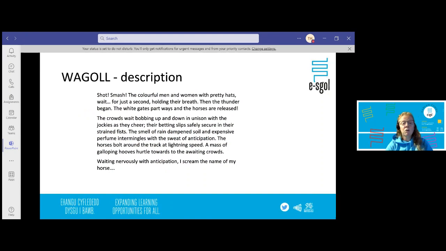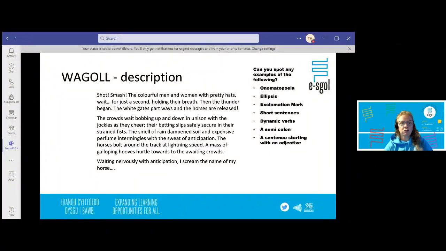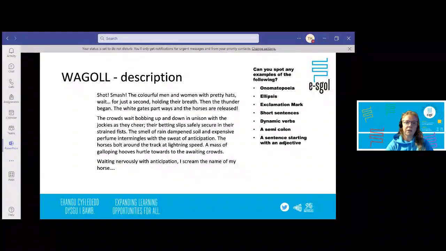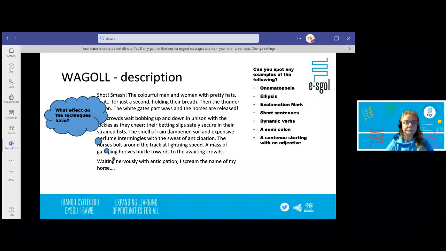I'm not going to have time to go over it with you now, but all you need to do is have a look at that and just think, right, why is this good? Can I spot any of these techniques in it? Can I see what they've done to create a good piece? Then try and magpie those ideas or try and use those ideas in your own writing. So there's a good example of a description.